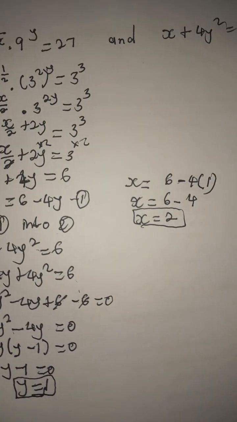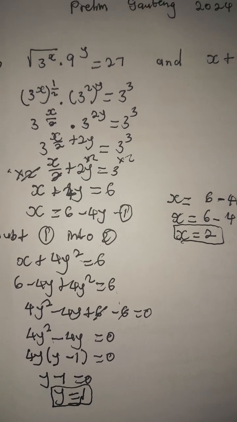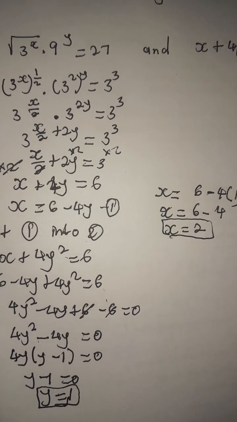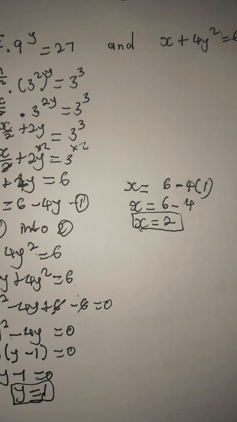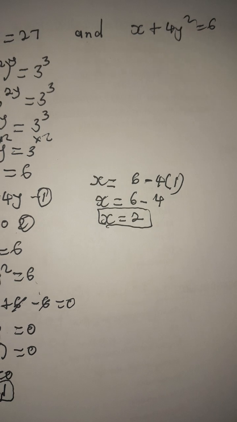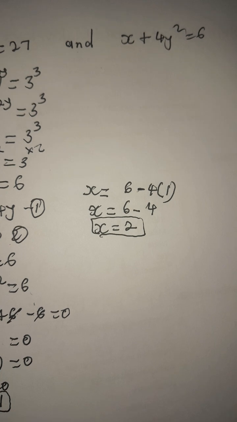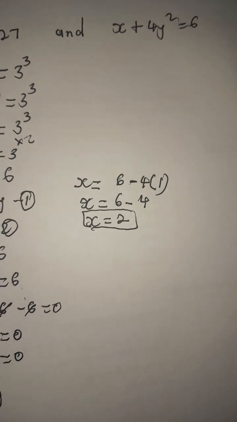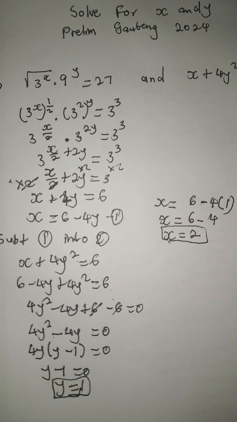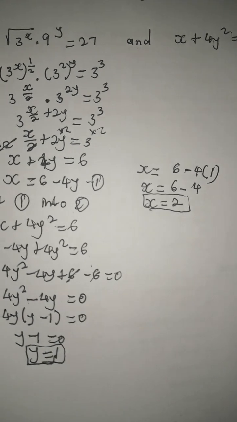We can go back and substitute. Where there is x, go back to the original equation. Where there's root 3 to the power of x, replace it by 2, multiplied by 9 to the power of y. Where there's y, you replace it by 1, and tell me whether it gives you 27. Yes, it does give you 27. Let's go to the second equation and substitute then. Where there is x, you place 2, and where there is y, you place 1. So tell me whether it gives you 6. Yes, it gives you 6. So this is how you should have tackled such a problem, right?